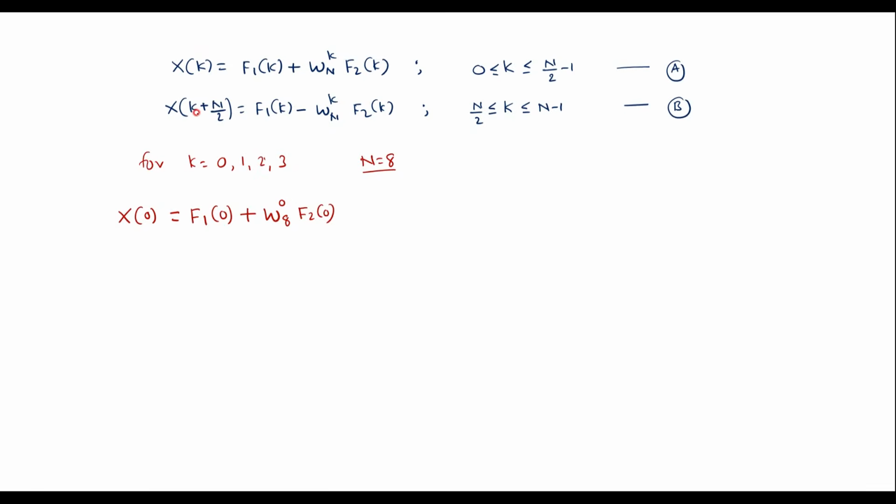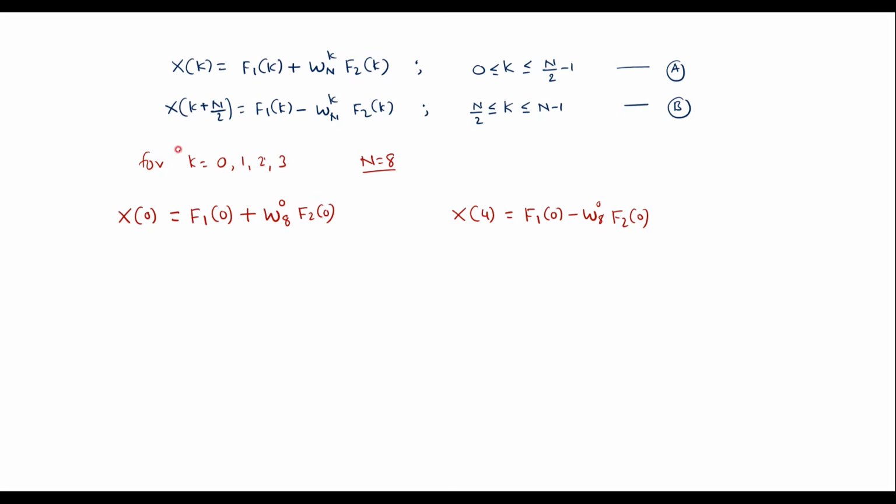Similarly, if we substitute k equal to 0 in this equation, it will be x of n by 2. N is 8, so it is x of 4. That is, x of 4 is equal to f1 of 0 minus w8 power 0 f2 of 0. Similarly, for k equal to 1, equation A. Now substitute k equal to 1 in both the equations.